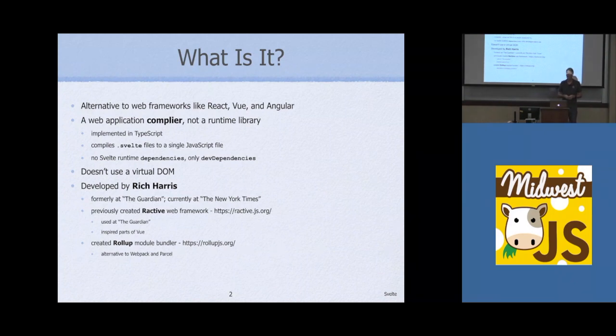It is itself implemented in TypeScript. And so what you do is you create these .svelte files for each of your components, and then all that gets compiled down to this one JavaScript file for your app. There are no runtime dependencies. So when you look at the package.json that it gives you to start with, it's all going to be dev dependencies because it's compiling everything down. It does not use a virtual DOM.